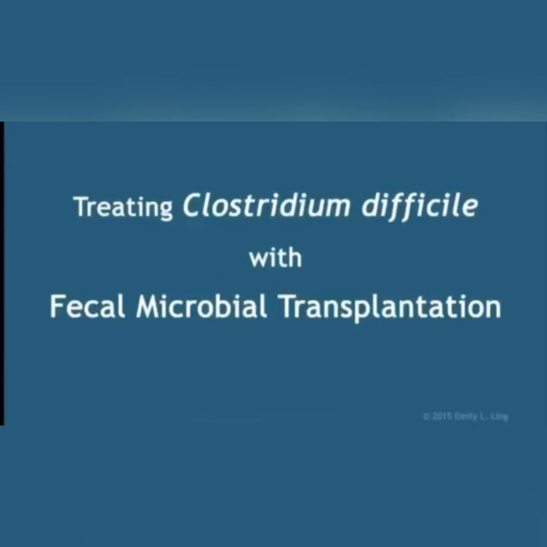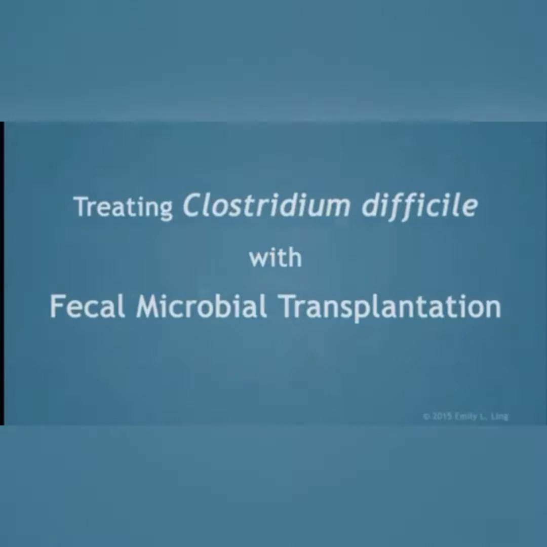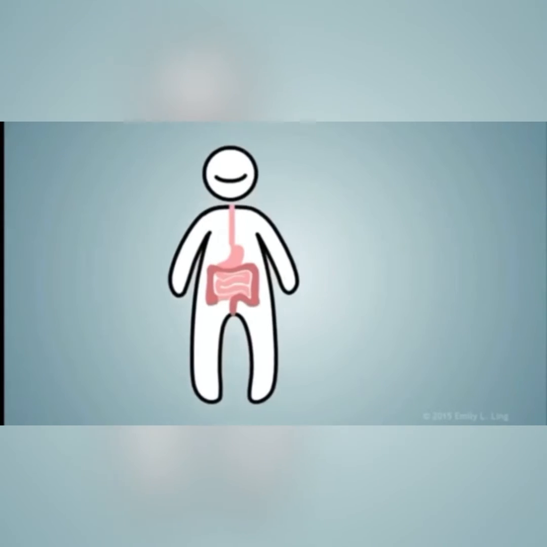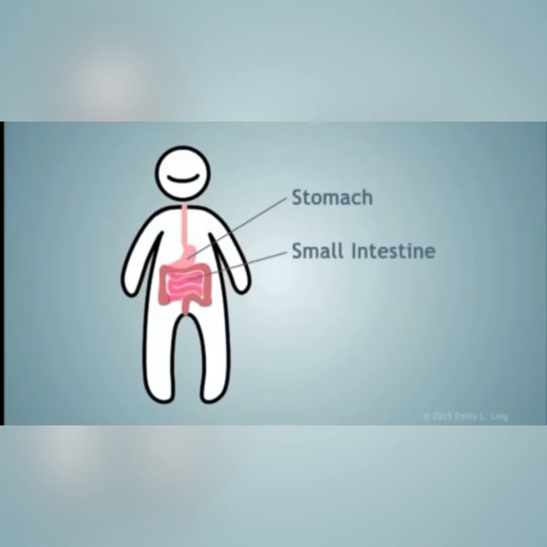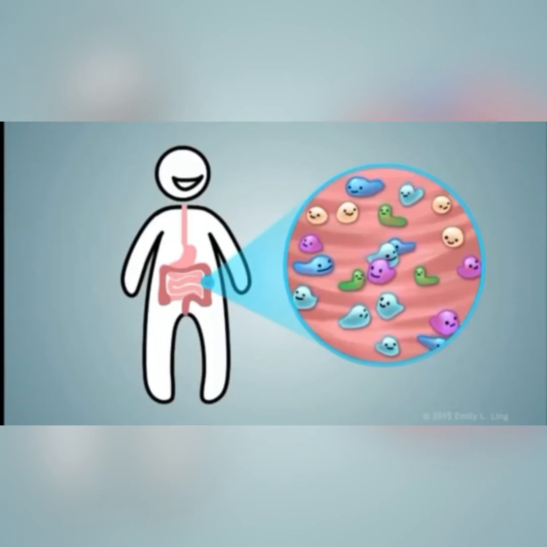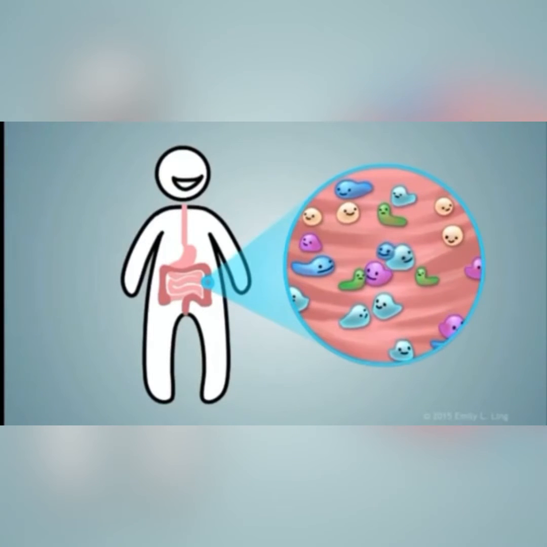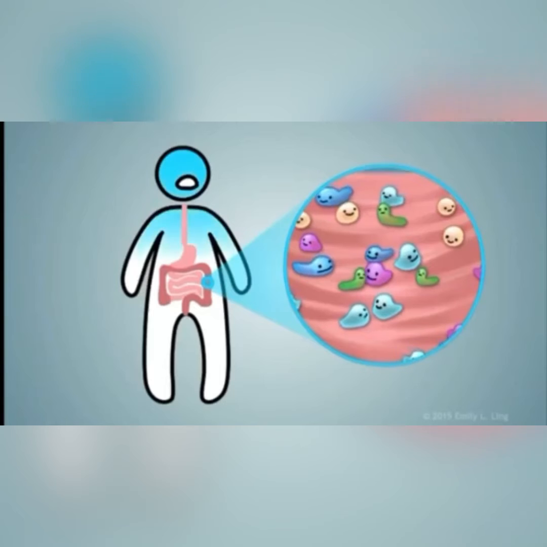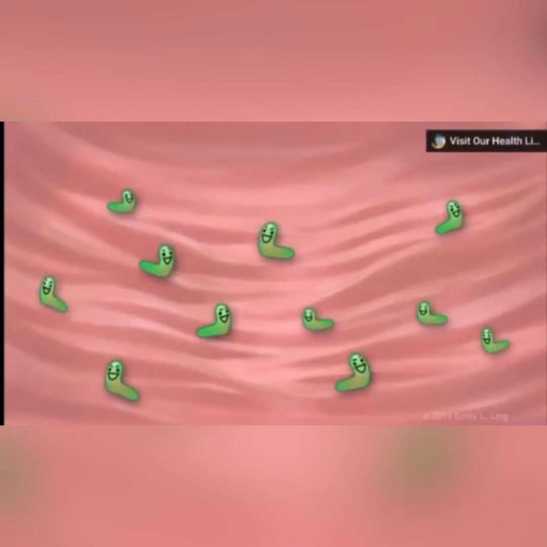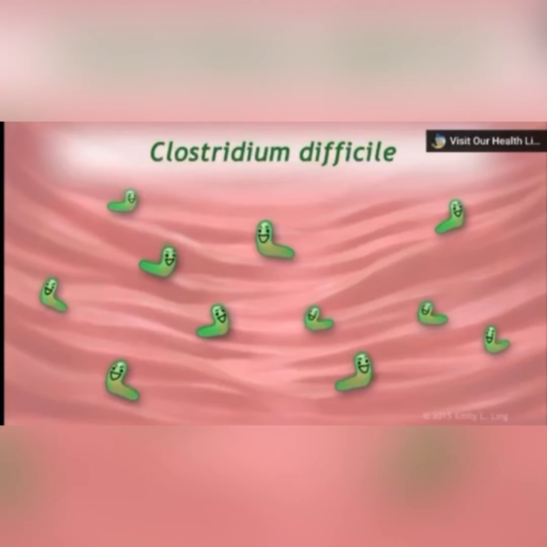Clostridium difficile with fecal microbial transplantation. A healthy digestive system is home to thousands of bacteria. The intestinal tract includes the stomach, small intestine, and large intestine, which is also known as the colon. In most cases, these microbes are harmless or even beneficial to a healthy individual. However, conditions that require treatment with antibiotics can kill off many of the good bacteria in the colon, allowing the bad bacteria, called Clostridium difficile, to take over.